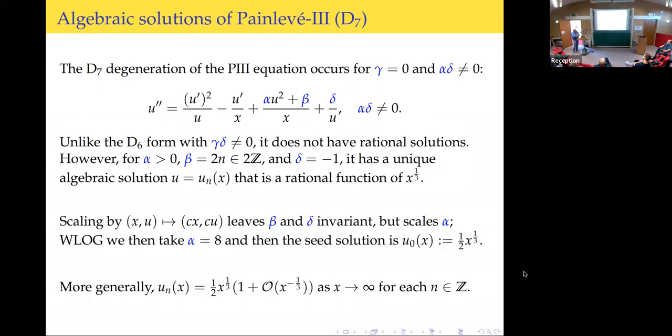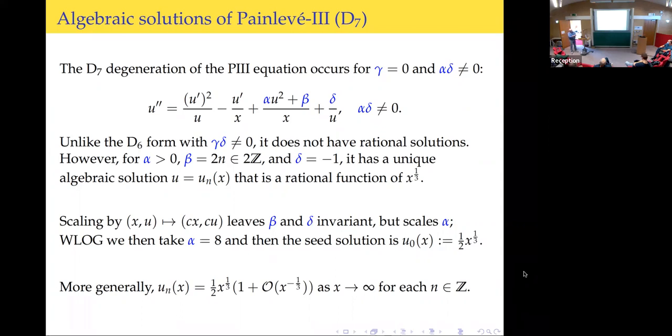What's different here is that this equation no longer admits rational solutions at all. There's no rational function that solves this differential equation. However, if alpha is positive, beta is 2 times an integer, and delta is -1, then there's a unique algebraic solution of the second order equation. It turns out that it's a rational function of x to the 1/3, and because beta is 2 times an arbitrary integer n, we should put an index n on that function.